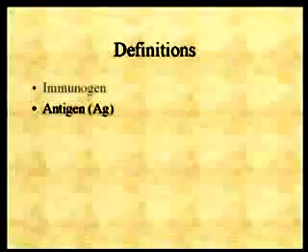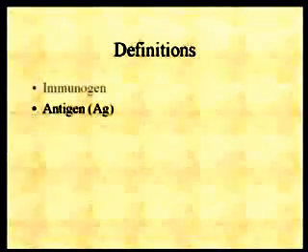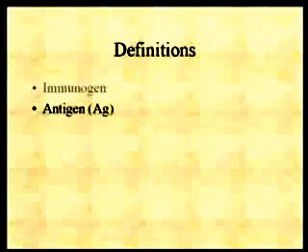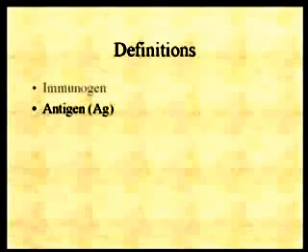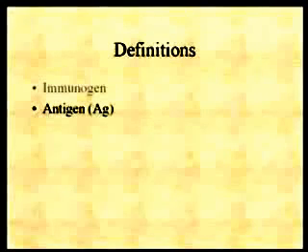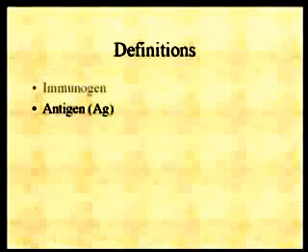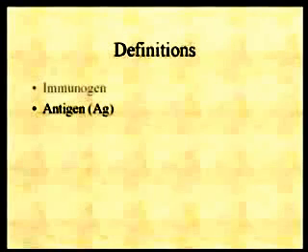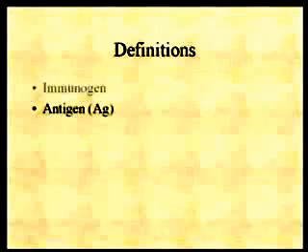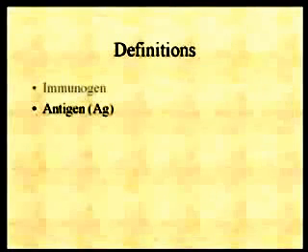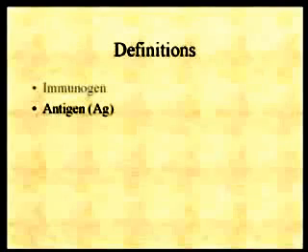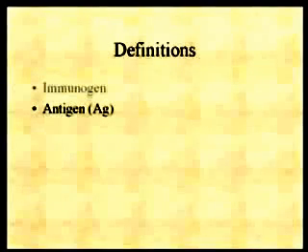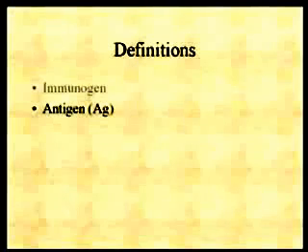Now, the next term is antigen. I want to define antigen, and we use that shorthand designation for antigen. An antigen is anything that is capable of reacting with the products of the specific immune response. Now, all immunogens are also antigens. If something can induce the immune response, it will react with the products of that immune response. But an antigen is only immunogenic under a certain set of circumstances.